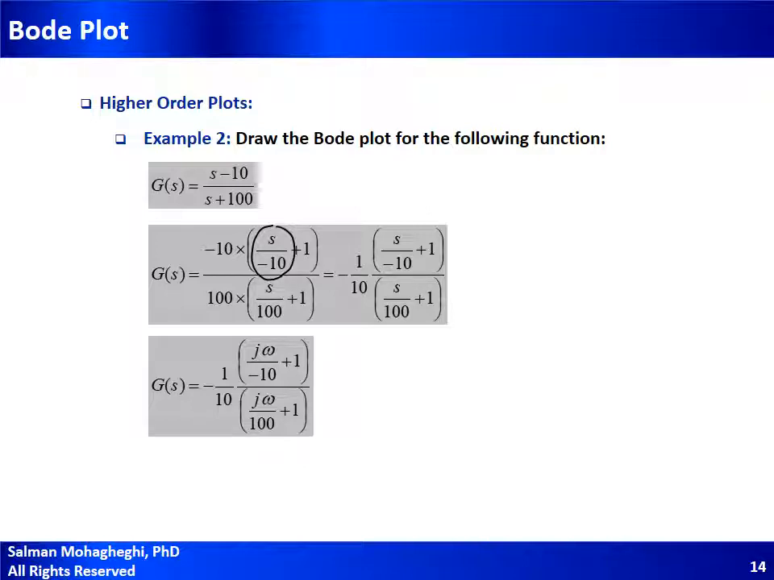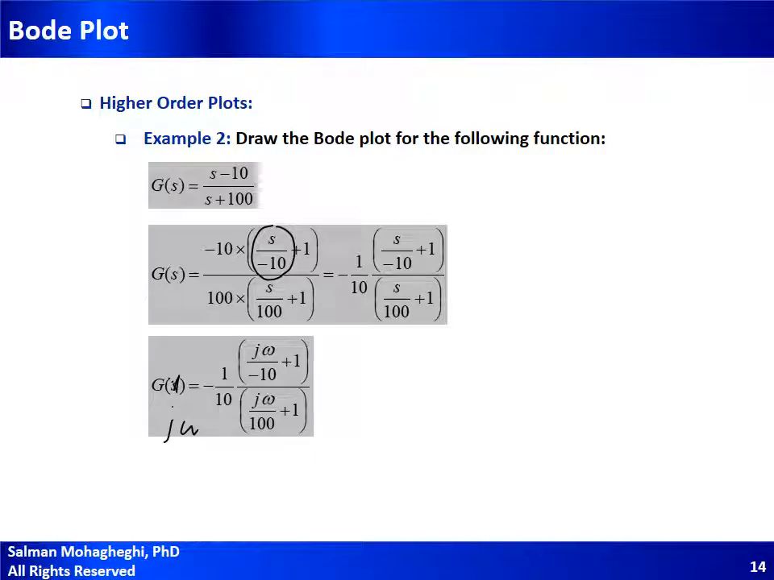The next step, I would replace all the s's with j omega. So g of this one should basically say g of j omega, not s. So that should be an omega. So g of j omega is negative 0.1 times j omega divided by negative 10 plus 1, and j omega divided by 100 plus 1.